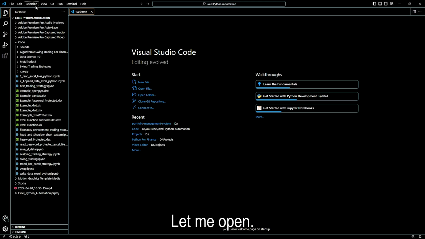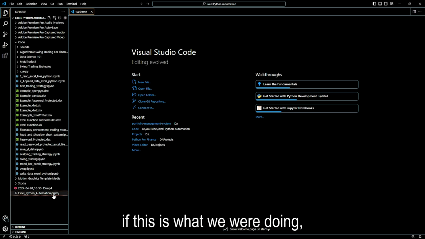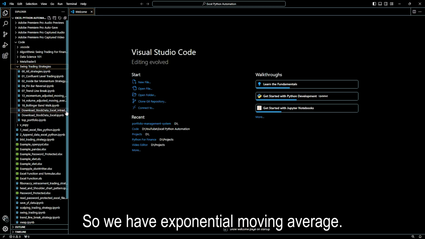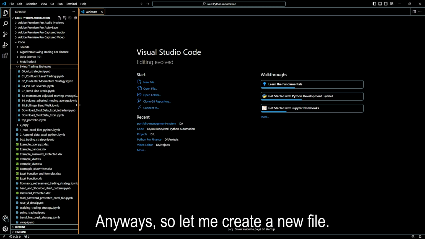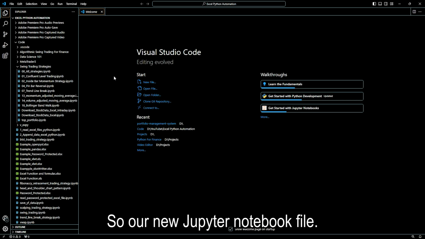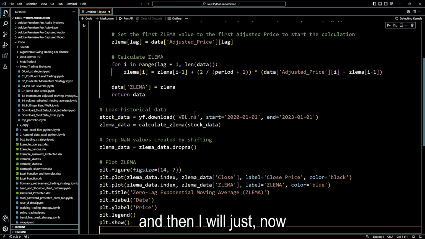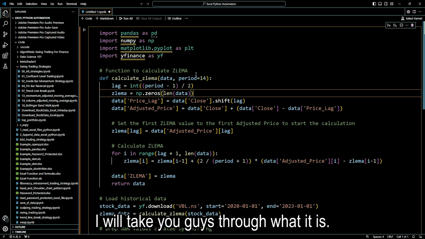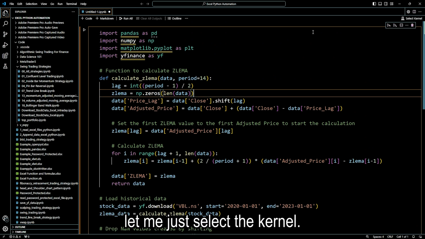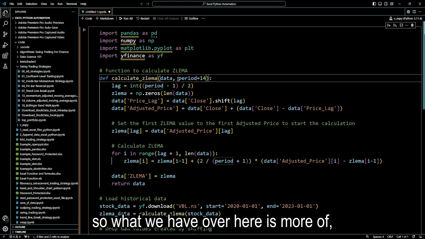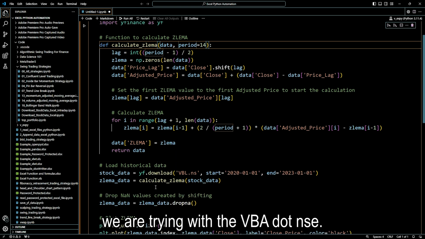Let me open, I don't know if this is what we were doing, but yeah, so we have exponential moving average. Okay, anyways, so let me create a new file, a new Jupyter notebook file. I'll just paste the code over here, and then I will take you through what it is. Let me just select the kernel. So we have Python, this one, right? So what we have over here is we are trying with VBL.NS.